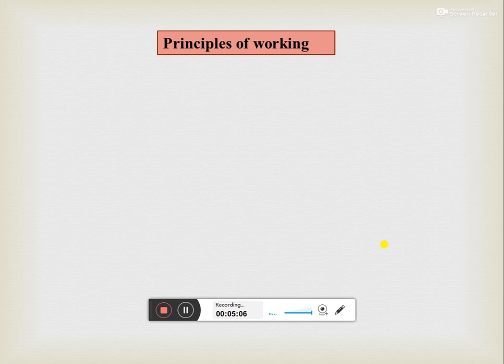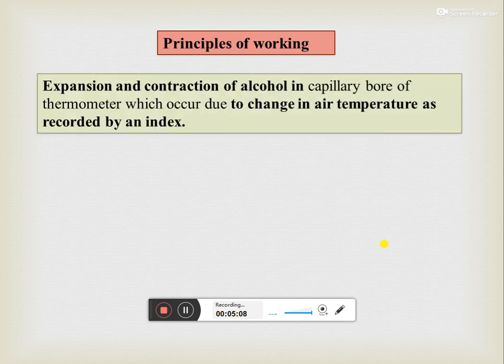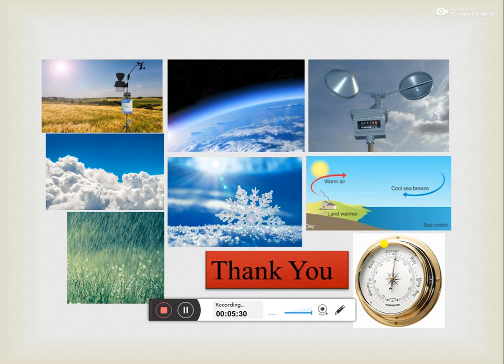And lastly, the principle of working is similar to that of the maximum thermometer, but instead of mercury, here we find the expansion and contraction of alcohol in the capillary bore of the thermometer, which occurs due to the change in air temperature, and that can be recorded with the help of the index present in the thermometer. So this is all about today's instrument, the minimum thermometer. Hope the information will be helpful for your further studies. Thank you.